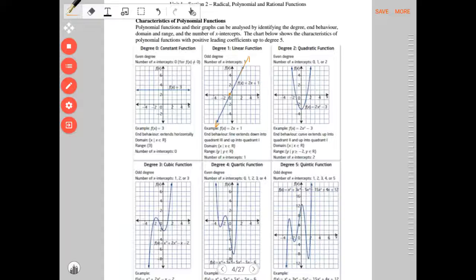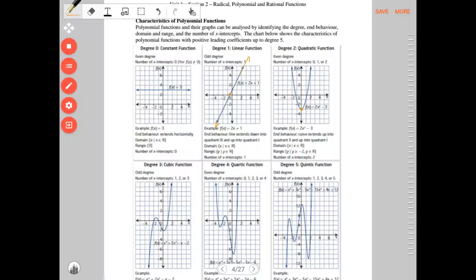So domain is an element of the reals, range is an element of the reals. Awesome. Okay, degree 2 functions, those are your quadratics, your parabolas. So your domain is x is an element of the reals. Okay, y is bigger than or equal to whatever that minimum point is. We can have quadratics that go upside down as well. So they can have maximum points.